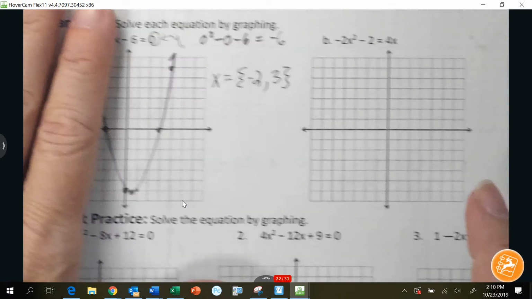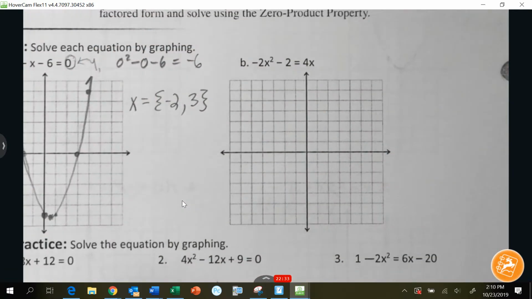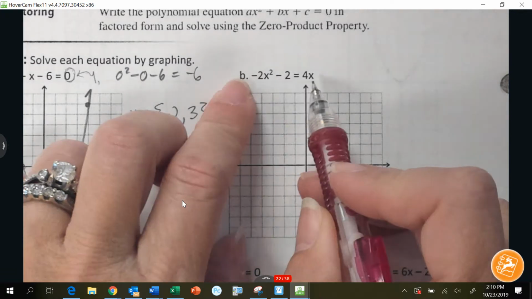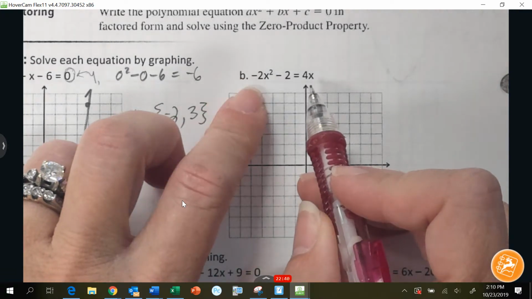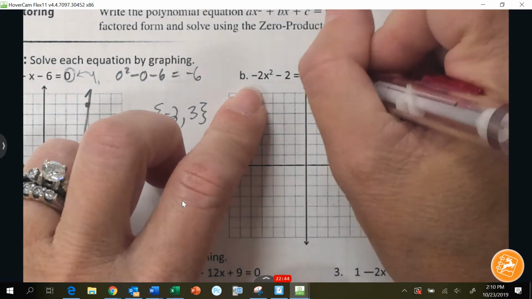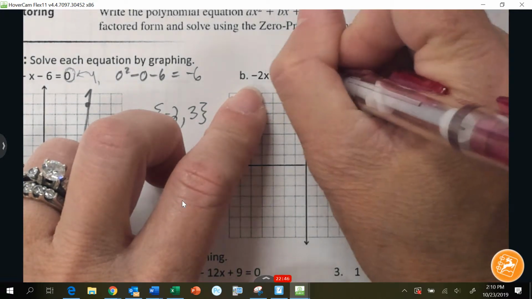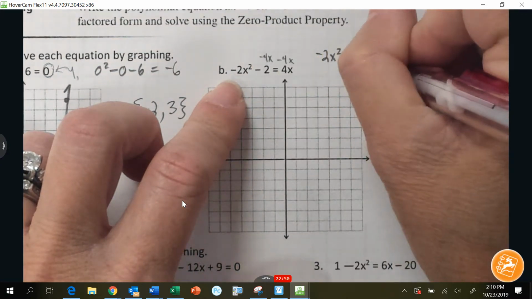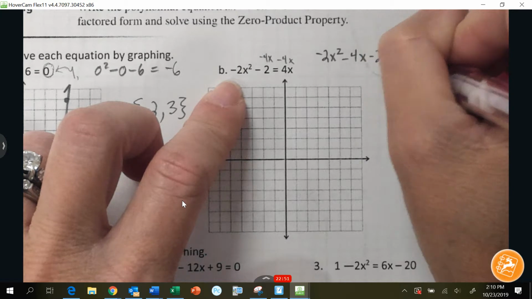Let's look at the next one. We're going to solve it by graphing. Can I type this as an equation right now? No, you should subtract 4x to make it 0. Okay, so I'm going to subtract 4x from both sides. So I'll have negative 2x squared minus 4x minus 2 equals 0.